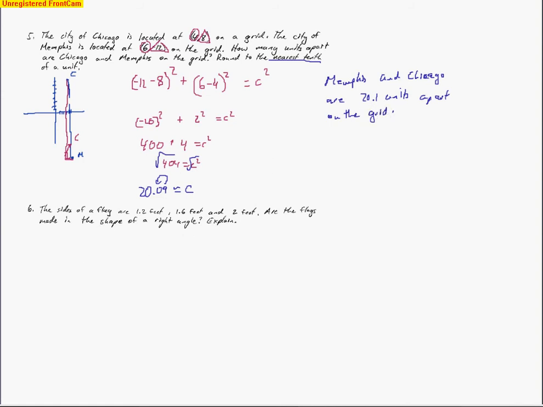Well, looking at our last problem here, it says the sides of a flag are, and then they give us some numbers, 1.2 feet, 1.6 feet, and 2 feet. Are the flags made in the shape of a right triangle? So are they? And so they want to use the converse of the Pythagorean theorem. So let's go ahead and substitute our numbers in there. We take the two smaller sides, because those are always the sides connected by the right angle, and we square them and add them together. The longest side, the hypotenuse, is always by itself on one side of the equal sign.